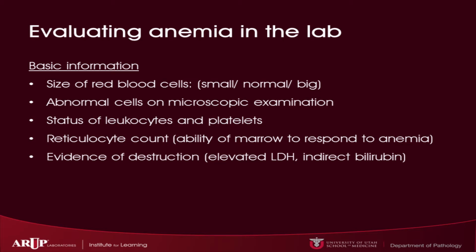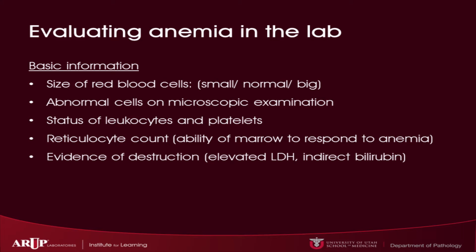But if the bone marrow is functioning fine, then if we treat the peripheral cause of anemia, then the patient should be fine. So reticulocyte count is one of the really important parameters in basically determining the cause of anemia. And then there is a lot of other evidence of destruction of red blood cells, like elevated lactic dehydrogenase and the bilirubin, which is the breakdown product of red blood cells. So these basically give us an idea about what's going on with the red blood cells.